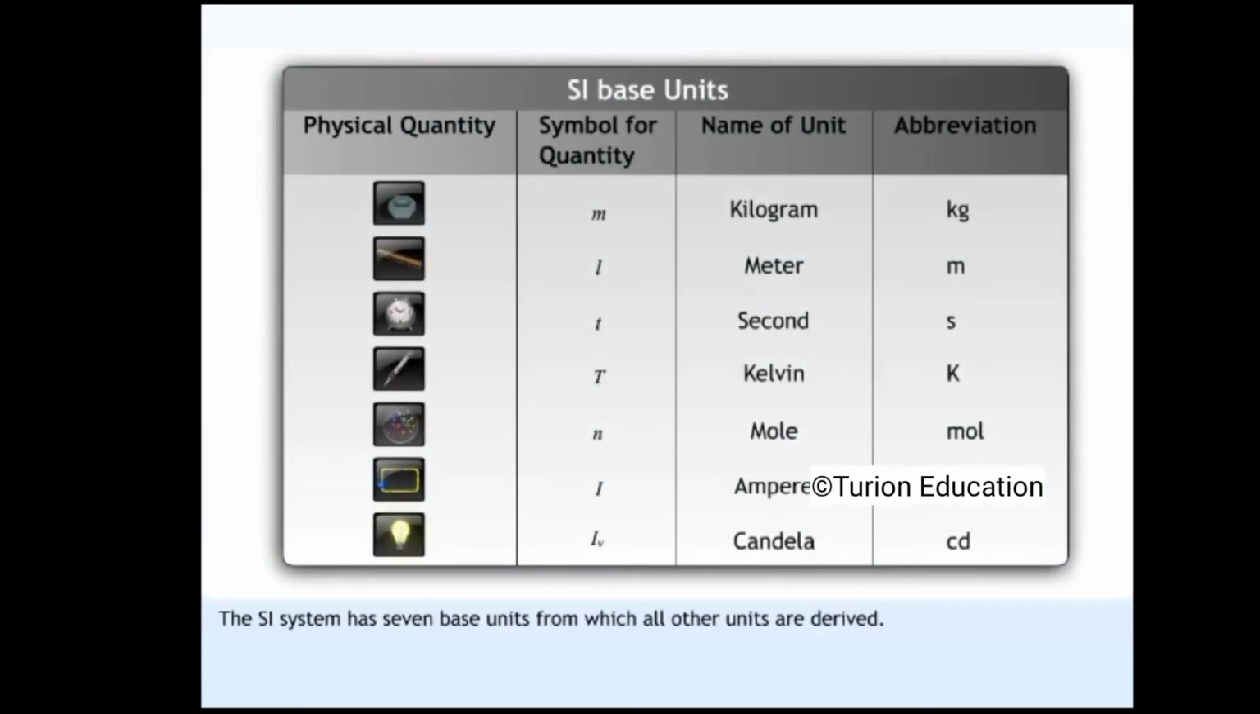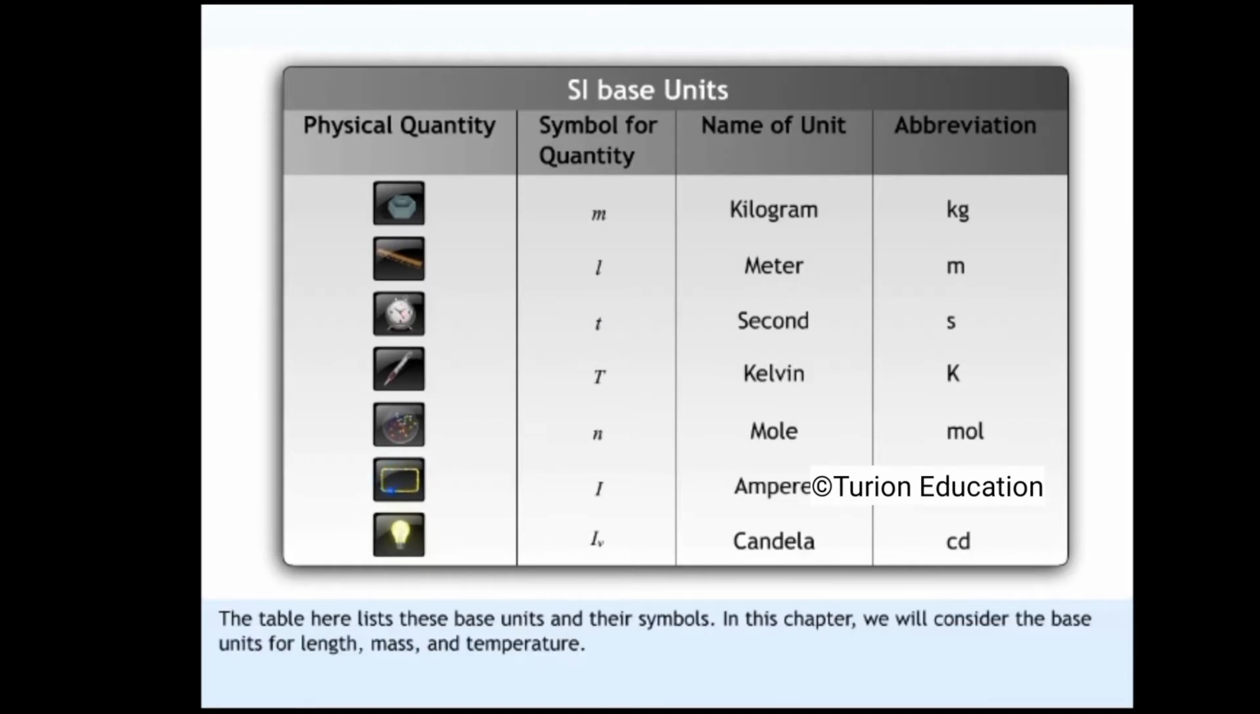In 1960, an international agreement was reached specifying a particular choice of metric units for use in scientific measurement. These preferred units are called SI units, after the French Le Système International d'Unités. The SI system has 7 base units from which all other units are derived. These 7 base units are for mass, length, time, temperature, amount of substance, electric current, and luminous intensity. The table here lists these base units and their symbols.